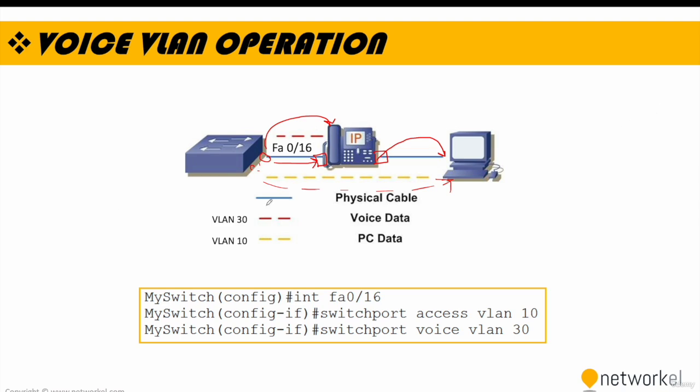So what I'm defining here is, I'm going to the FastEthernet 0/16 port, interface FastEthernet 0/16. Then I am typing switchport access vlan 10, that is to define my data VLAN, for the usage of the PC. And also I am typing switchport voice vlan 30, which means I have a voice VLAN of VLAN 30, and that is for the usage of the IP phone.